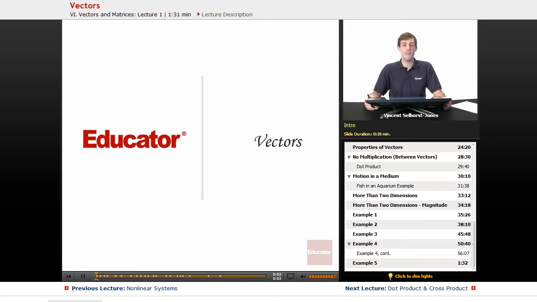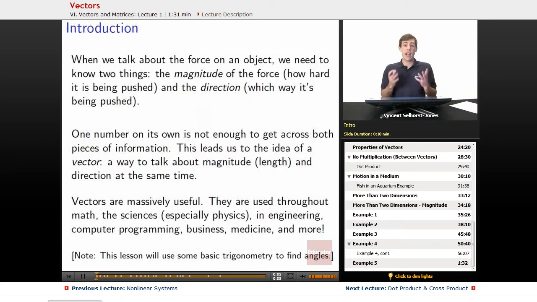Today we're going to talk about vectors. So this starts off an entirely new section for us. We're getting into really new territory. We're going to talk about vectors, and then later on we'll be talking about matrices. But first, let's talk about vectors.